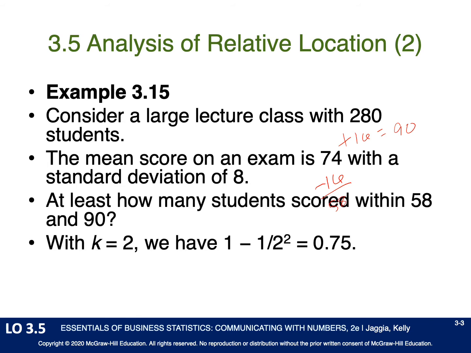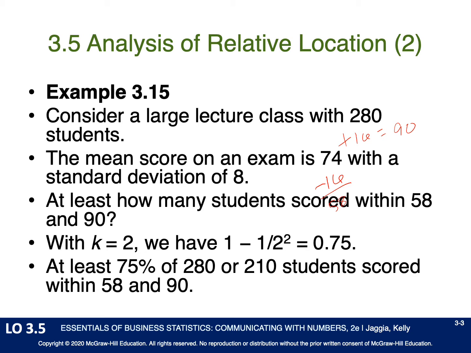So in our formula then, K is 2 because K is 2 standard deviations. So when we plug this into our formula, we're going to say 1 minus 1 divided by 2 squared. And so that gives us 0.75. So 75% of the class scored between a 58 and a 90, or 75% of the class scored within 2 standard deviations of the mean.